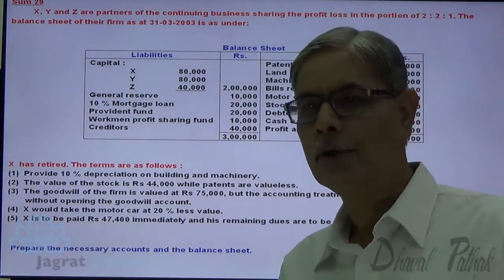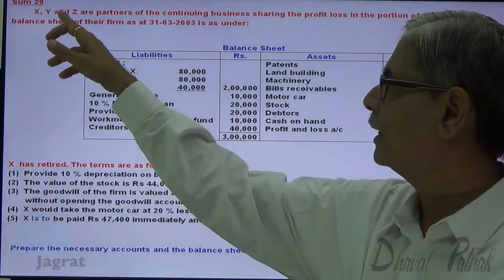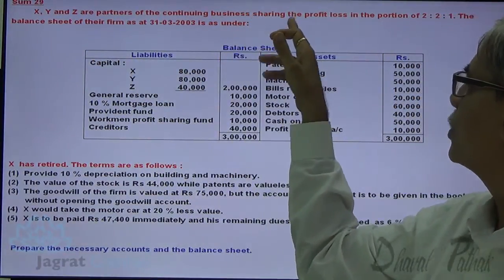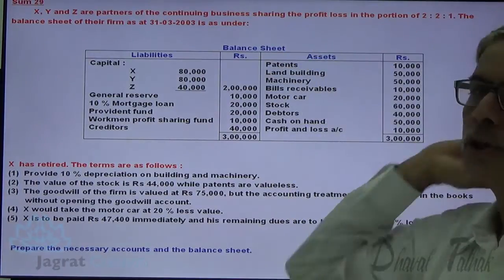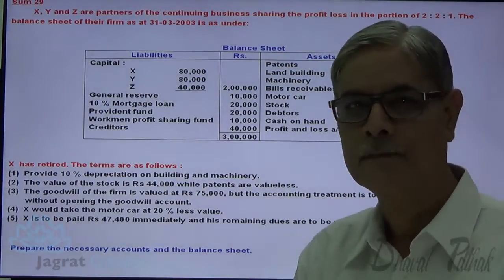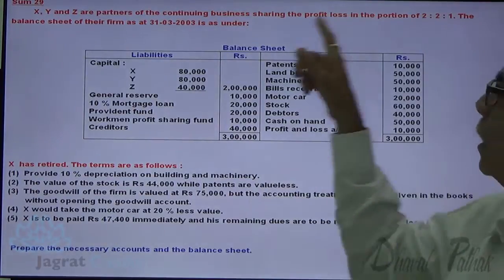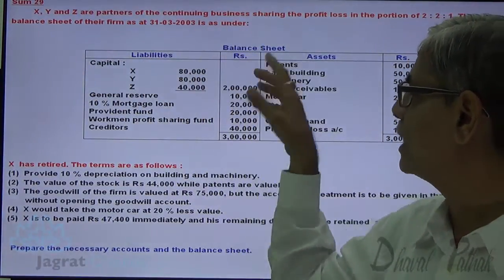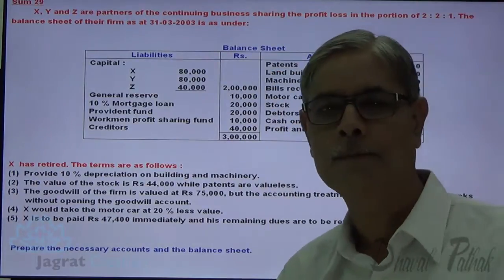I read the sum for you. X, Y and Z are partners of a continuing business sharing profit and loss in the proportion of 2:2:1. The balance sheet of their firm as on 31st of March 2003 is as under. This is the balance sheet given to you.